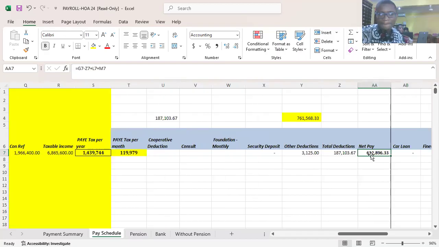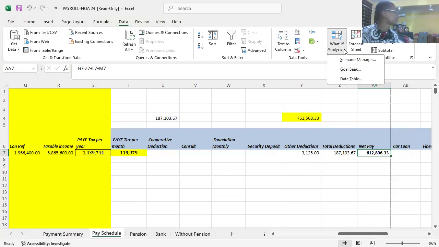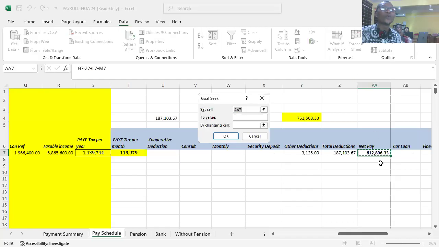You will click on data at the top here. Once you click on data, you will see What-If Analysis. Once you click on What-If Analysis, you will click on Goal Seek. Once you click on Goal Seek, you will see that it's already rolling here. There are 3 lines here. The first line has already picked the net pay. Are we getting that now? The first line has already picked the net pay.